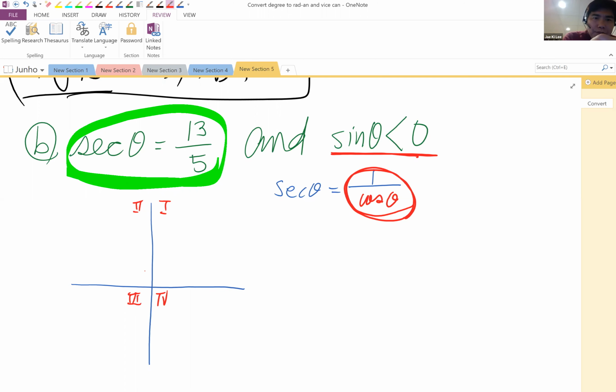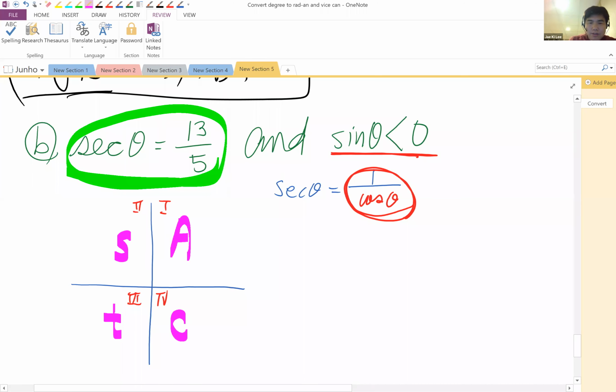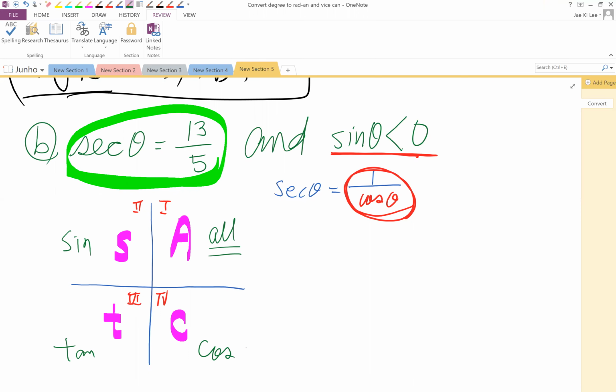So you can also remember A, S, T, C, or sine, tangent, cosine. In the first quadrant, everything is positive. In the second quadrant, sine is positive. Third quadrant, tangent is positive. The fourth quadrant, cosine is positive. So now we are talking about the fourth quadrant here.